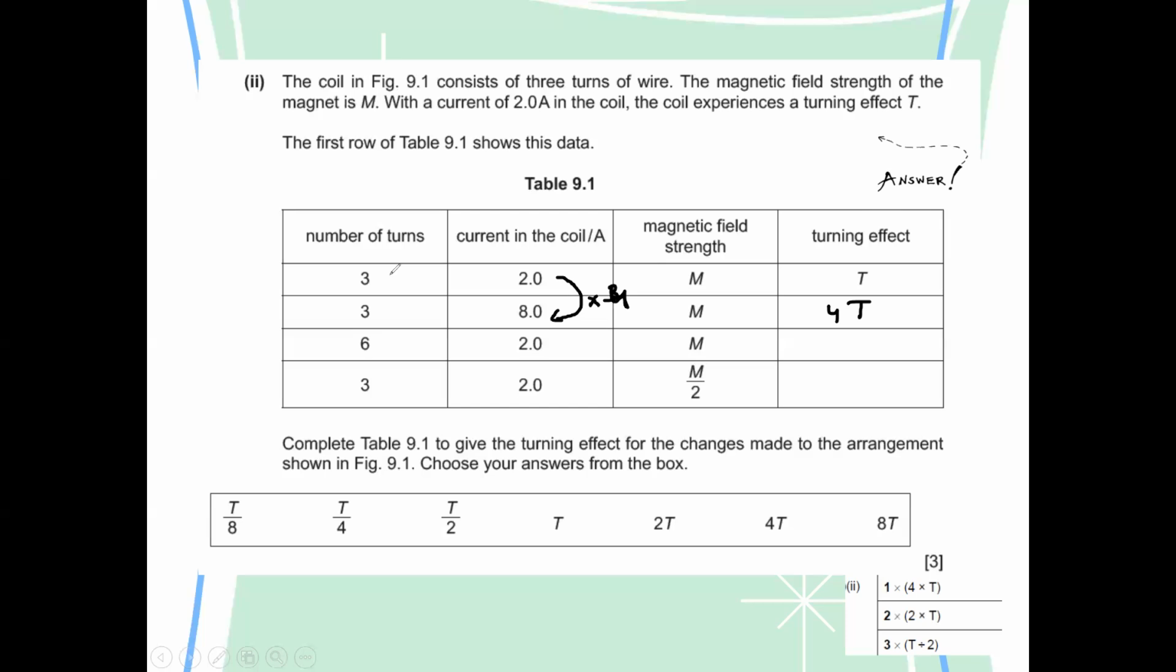For the second part, we keep the current the same, we keep the magnetic field strength the same, but we increase the number of turns. First it was 3, now we make it 6.